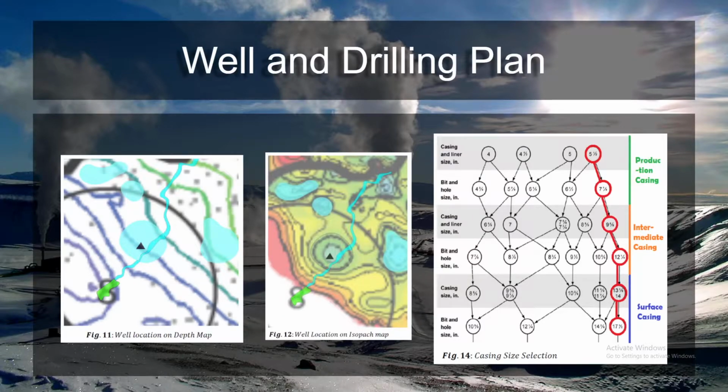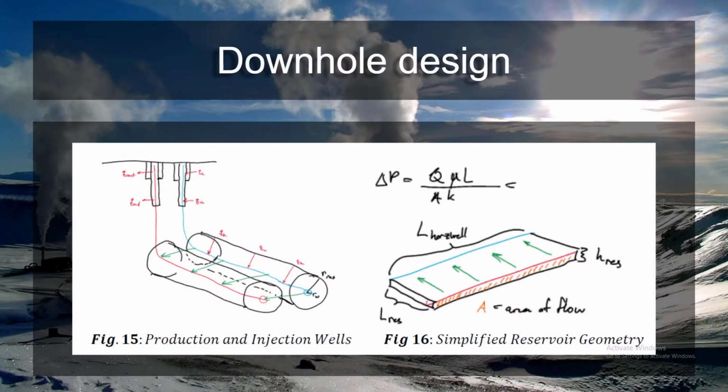Here we also use the depth and the isopac maps in order to help dimensionalize our reservoir, and then on the right we've got a casing size selection chart which we use to choose our casing sizes. We use the thickest ones because we were considering the longevity of the wells, but thinner ones could be used in order to make the cost less. Other drilling calculations were done by the drilling engineer, or were left to the drilling engineer to consider.